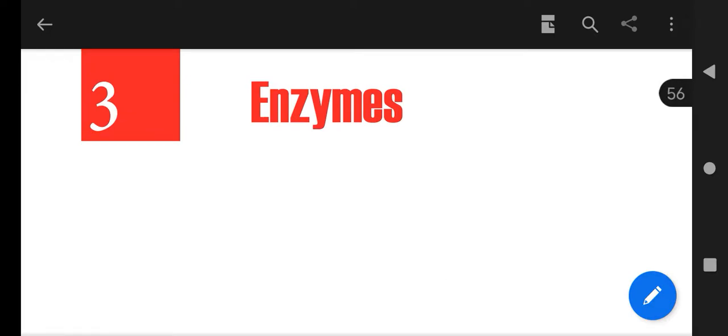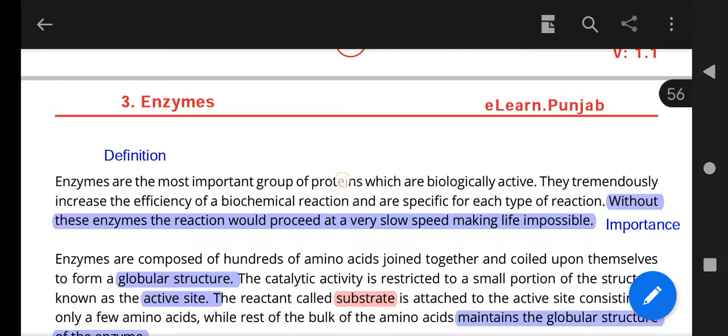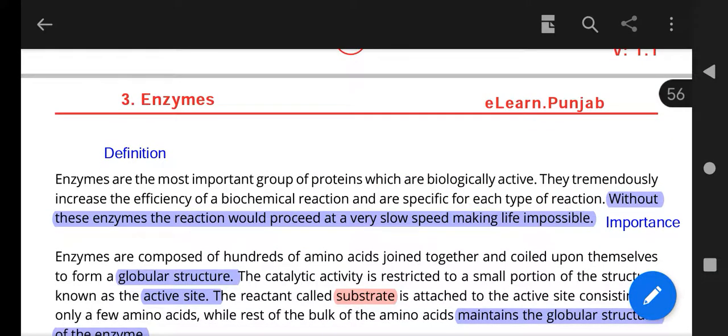Actually, enzymes are three-dimensional globular protein structures that are very important to regulate all the metabolism taking place in any organism. So these are very important, and without them life is impossible. Enzymes are the most important group of proteins which are biologically active.